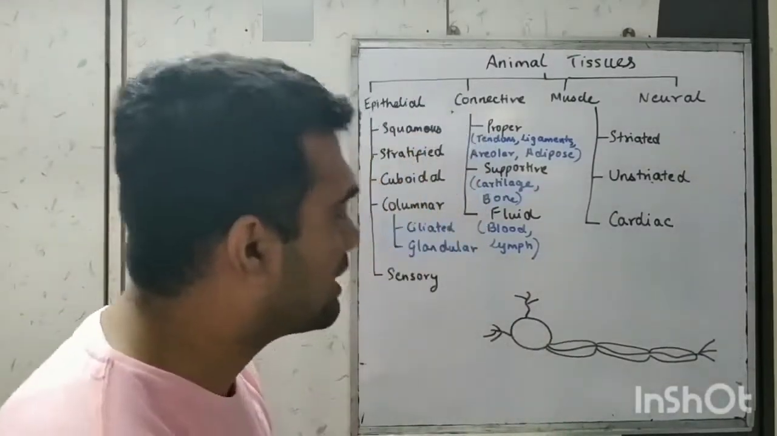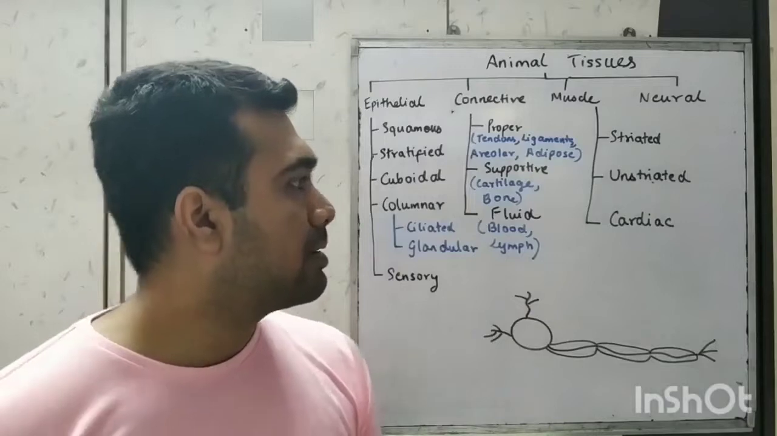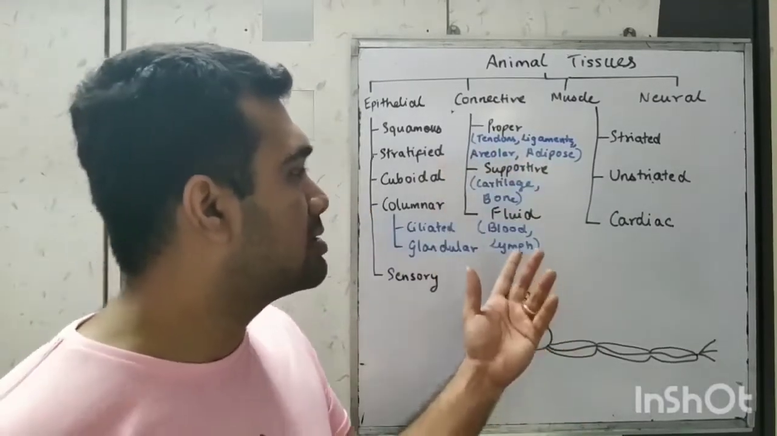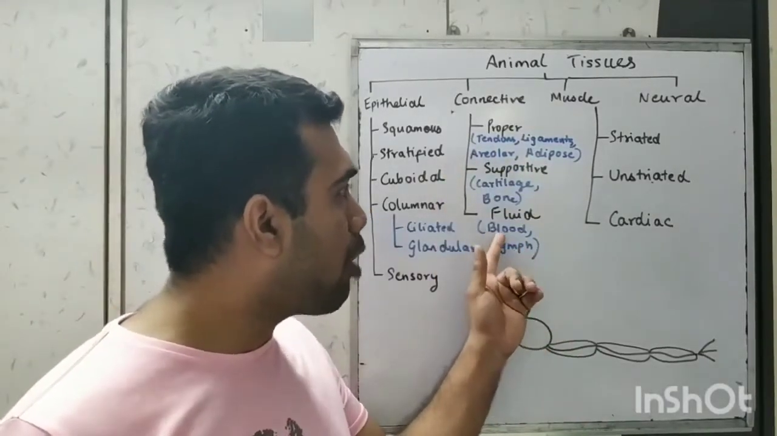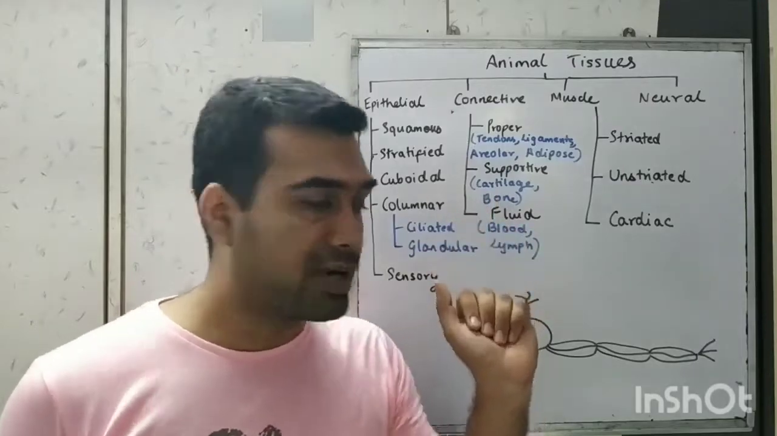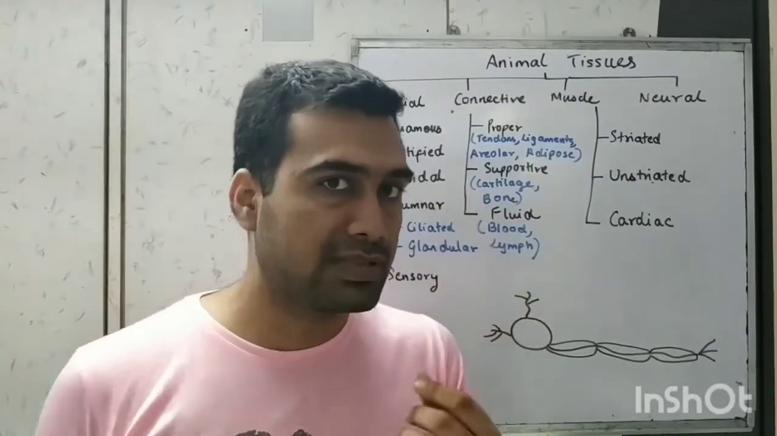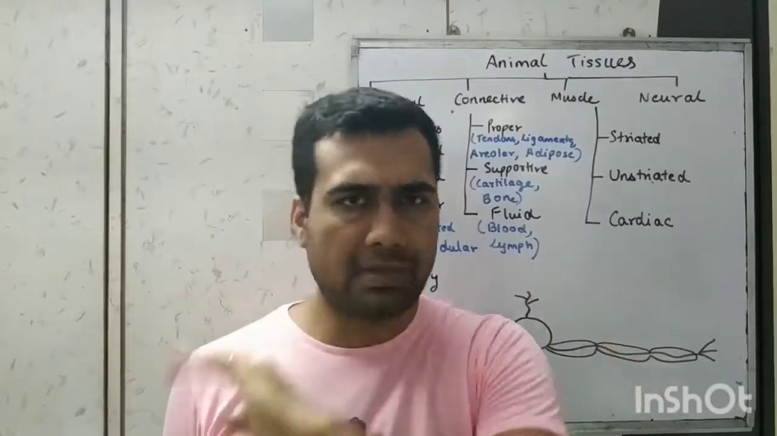Finally, we have fluid connective tissue, blood and lymph. They belong to connective tissue because these cells are formed inside the bone. The bone marrow produces the RBCs, WBCs and platelets, apart from some other sources.